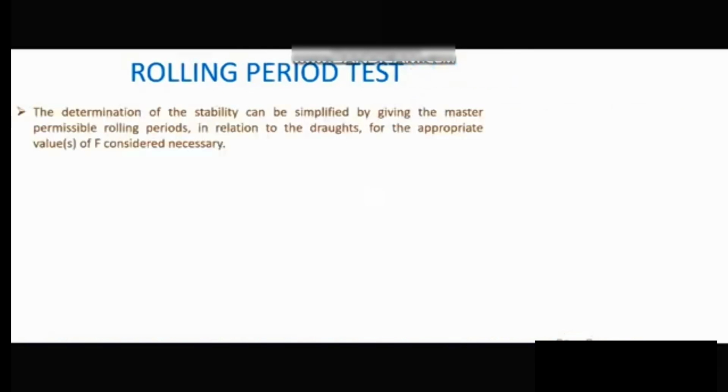The determination of the stability can be simplified. You see, even the master, somebody will say, sir, how will the master calculate this GM is equal to F into B upon TR whole square? If you're saying competence is a challenge, for that also, in the earlier code of intact stability, they had given a picture, a diagram in which through plotting, you could estimate the GM.